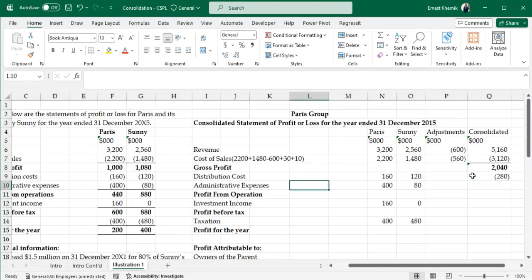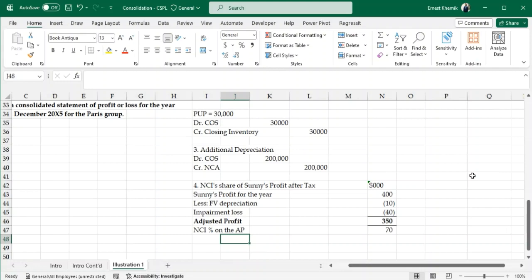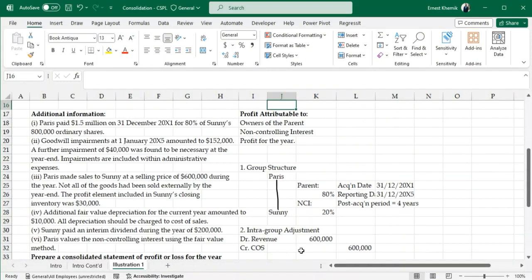Something has been said about our administrative expenses. Let's go to the workings and check that out. All right, so we don't have it in our workings. Let's go to the notes. So we've been told about the further impairments. Now the impairment information here is two: we have goodwill impairment at 1st January 20x5 amounting to 152,000.